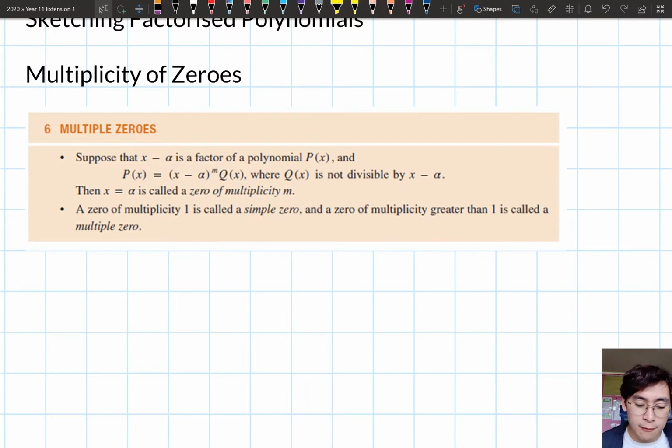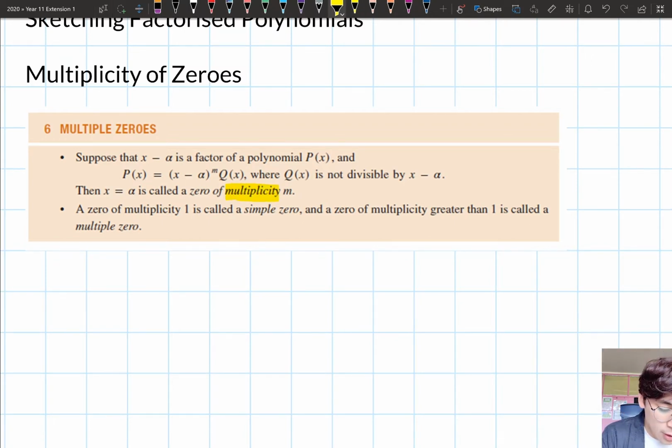Suppose that x minus alpha is a factor of the polynomial p of x. P of x is equal to (x minus alpha) to the power m times q of x, where q of x is not divisible by x minus alpha. Then alpha is a zero of multiplicity m. So what this tells me is that there's this term called multiplicity. That's what we're looking at here.